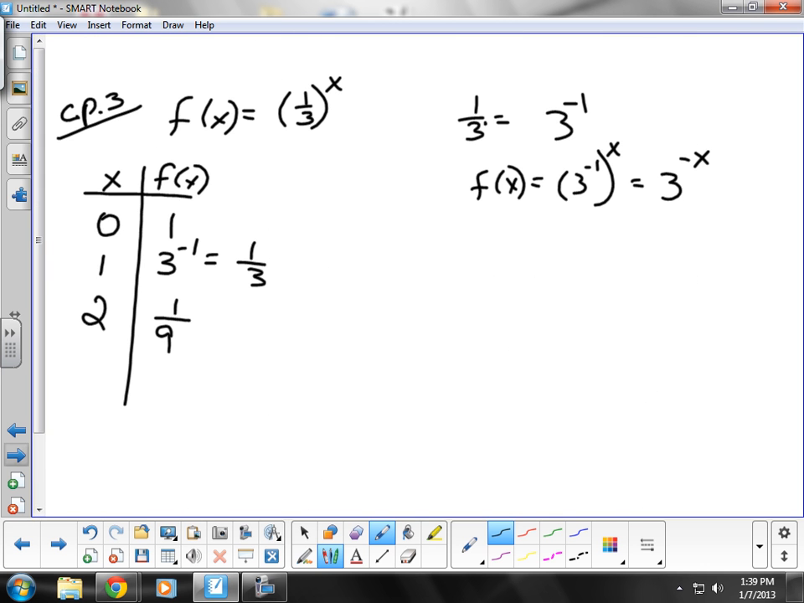Do you see what we've done? And now we've got a negative 1. Now negative 1 is like 3, right? Because 1/3 raised to negative 1 is going to flip 1/3 upside down and make it 3/1. And then negative 2 is going to make it 9.